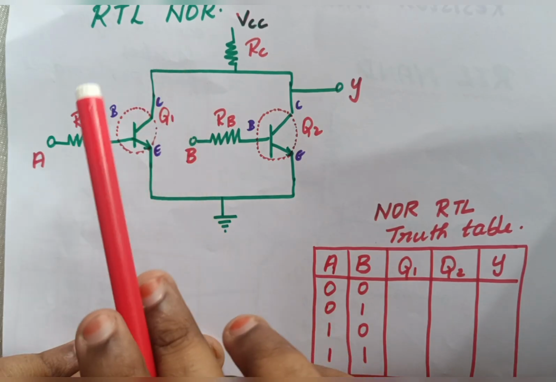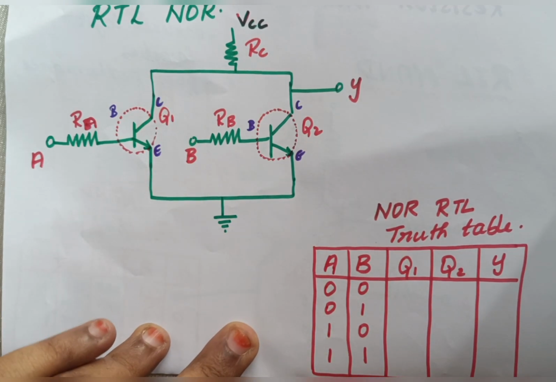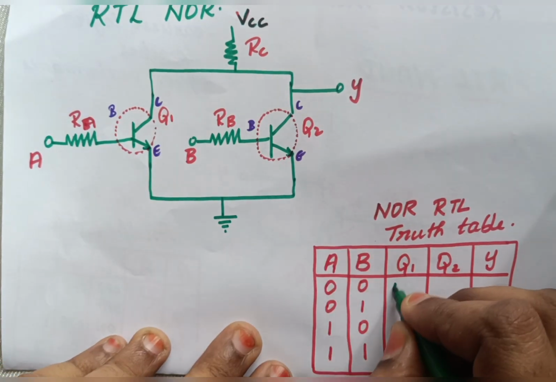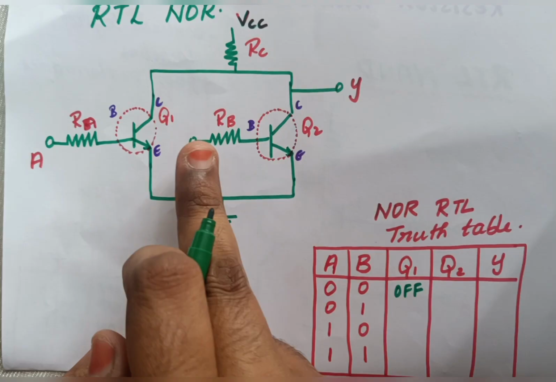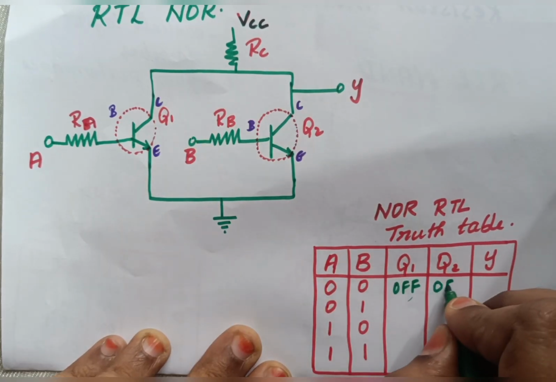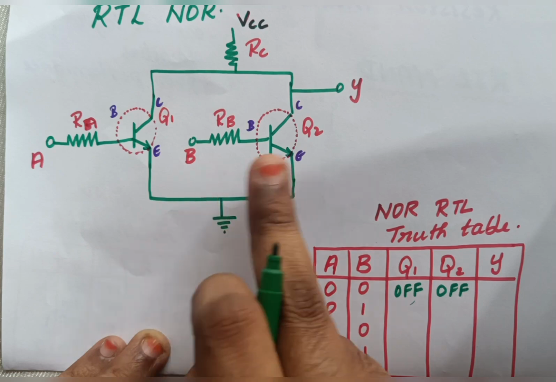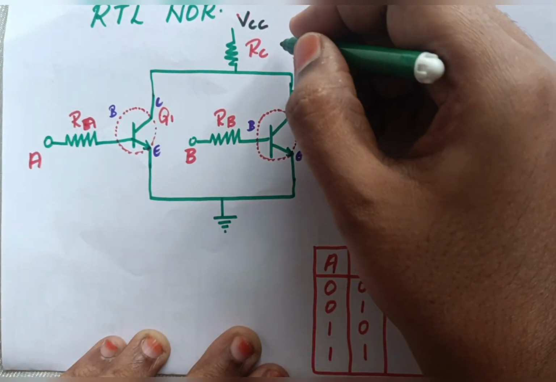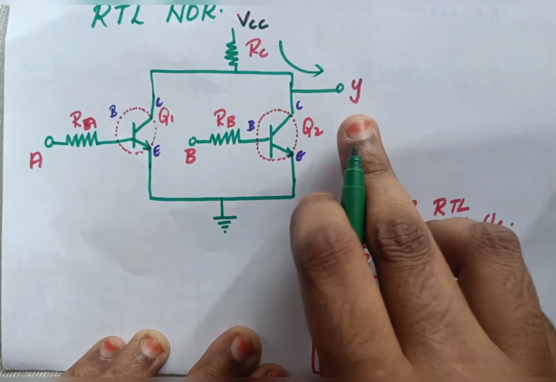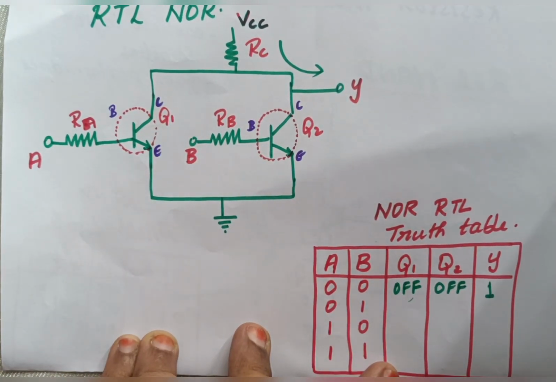Coming to the inputs, when A and B are 0 and 0, what will happen to my Q1? When A is 0, my Q1 will be in the off state. When B is 0, my Q2 will be in the off state. So when both Q1 and Q2 are off, it is not short circuited. My VCC can't come to the ground. All my voltage will directly go to Y, and the value of my Y will be high. So it will be 1.